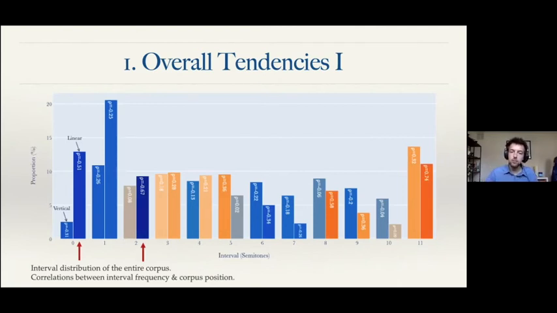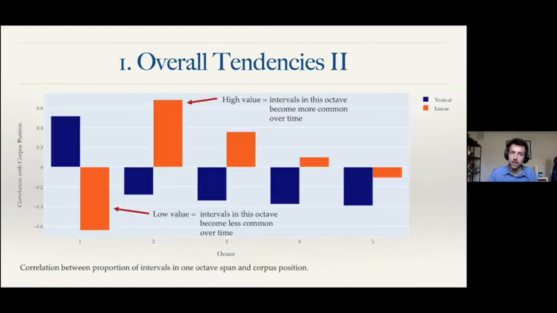The minor sixth becomes more frequent. Again, I don't know what that's about. And the major seventh also becomes more frequent. And that's perhaps unsurprising. We think of that as a fairly dissonant interval, as discussed earlier. And so in a post-tonal aesthetic, perhaps that's not a huge surprise.